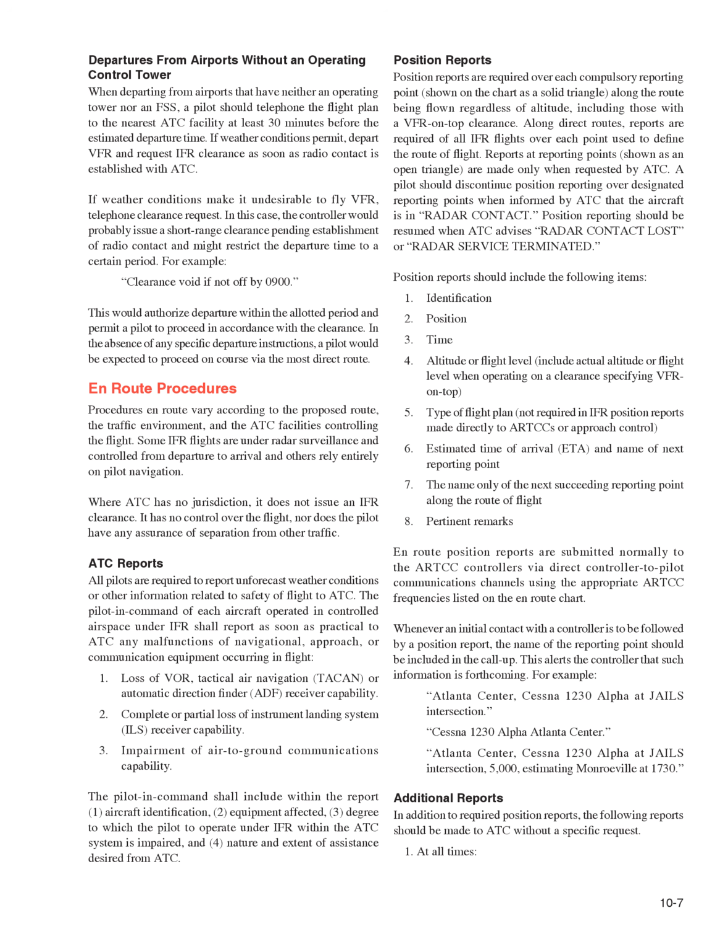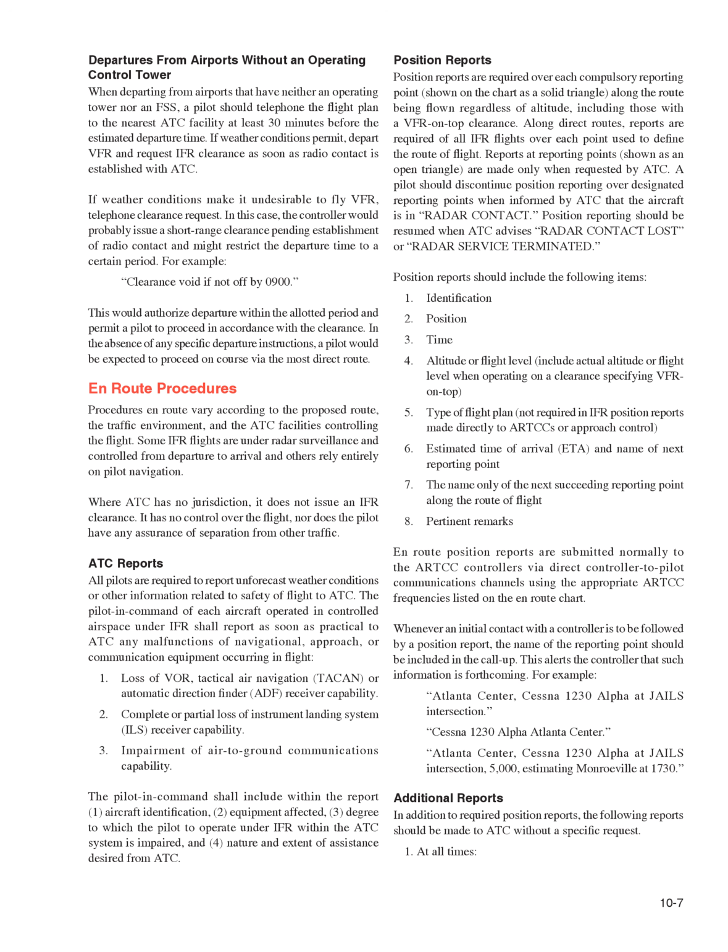En route procedures. Procedures en route vary according to the proposed route, the traffic environment, and the ATC facilities controlling the flight. Some IFR flights are under radar surveillance and controlled from departure to arrival, and others rely entirely on pilot navigation. Where ATC has no jurisdiction, it does not issue an IFR clearance. It has no control over the flight, nor does the pilot have any assurance of separation from other traffic.